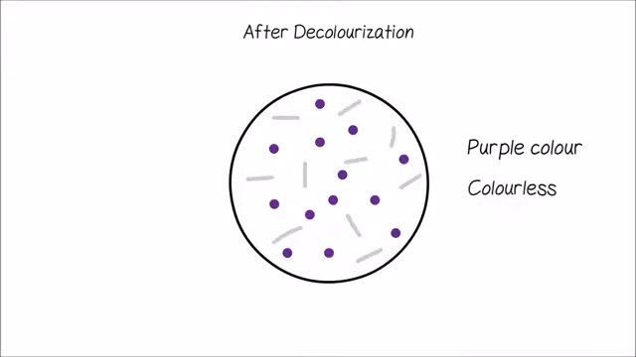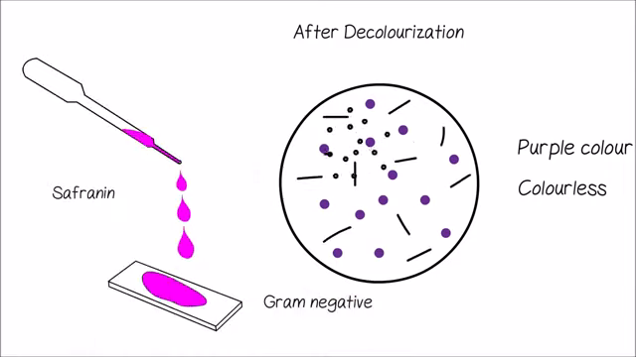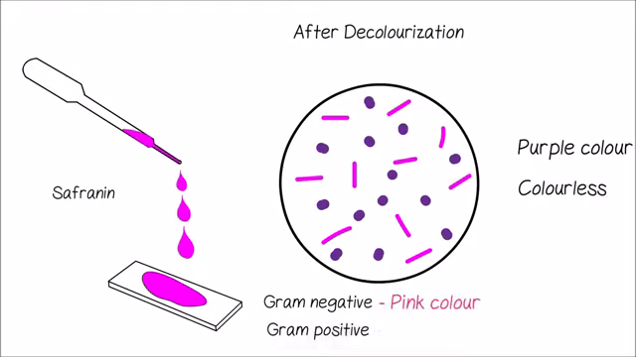In the last step, when a counterstain like safranine is added, the gram-negative bacteria easily adsorb the stain and give a pink color to the cells. And the gram-positive bacteria remain purple in color due to the retention of CVI complex, which is darker than safranine.